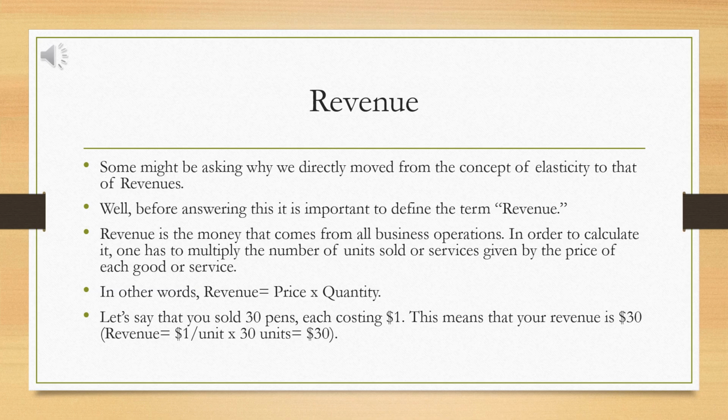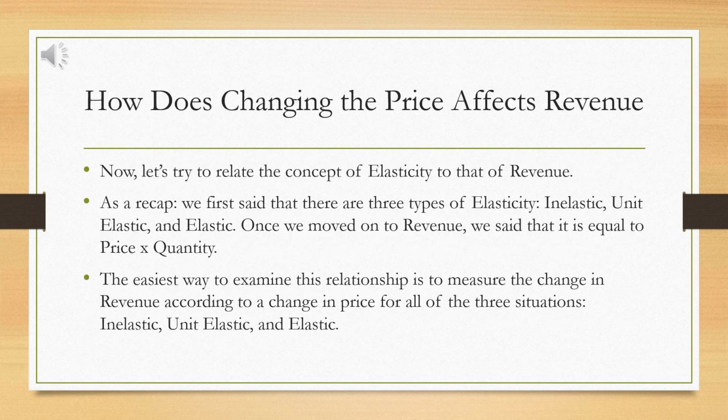In other words, revenue equals price times quantity. Let's say that you sold 30 pens, each costing $1. This means that your revenue is $30, as in $1 per unit times 30 units. Now, let's try to relate the concept of elasticity to that of revenue. As a recap, we first said that there are three types of elasticity: inelastic, unit elastic, and elastic.